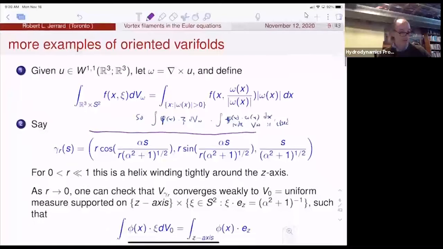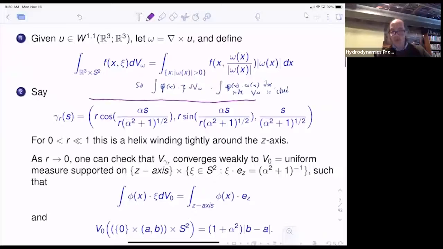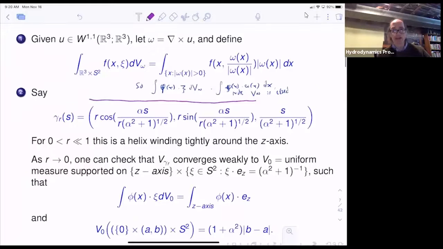Okay, let me draw a picture of this next example. What it looks like is, well, you can see here alpha is a parameter. So we're looking at this example. Alpha and R are parameters. And so what this is, if I look at the first two components, the x and y components, this just describes a circle of radius R in the xy plane, and then the last component is just moving up with constant velocity along the z-axis.